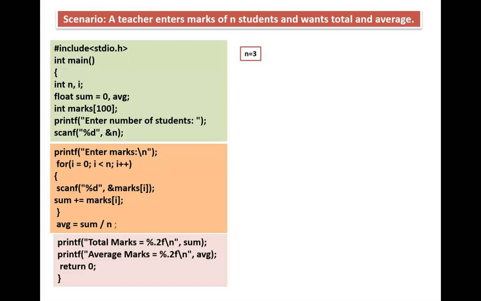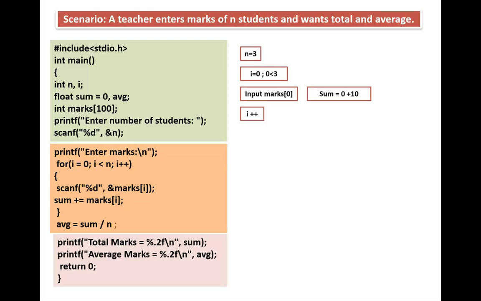I assume n is equal to 3. Now I'm going to enter marks for i equal to 0. Yes, 0 is less than 3, so I will input marks[0]. Now sum will be calculated as sum = sum + marks[0]. So what is sum? Sum is initialized to 0 first. If marks[0] is 10, then sum will be equal to 0 plus 10. i is incremented, i becomes 1. 1 is less than 3.